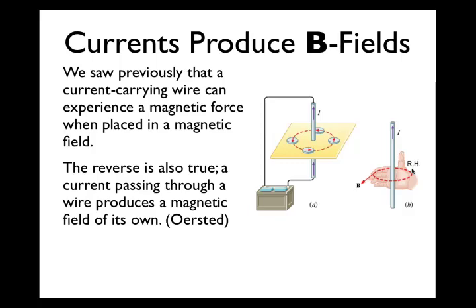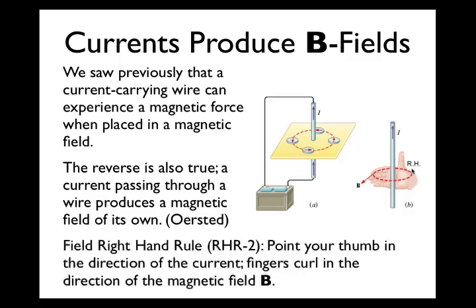Here, we're simply pointing the thumb of our right hand in the direction of current flow along a wire, and the fingers of that hand curl in the direction of the magnetic field around that wire. You'll get some experience in doing this in a couple of the tutorials that we will work on. So this is called the field right-hand rule. Some places it's called right-hand rule 2. Again, you point your thumb in the direction of the current as shown in the diagram right here, and the fingers of your right hand curl in the direction of the magnetic field.